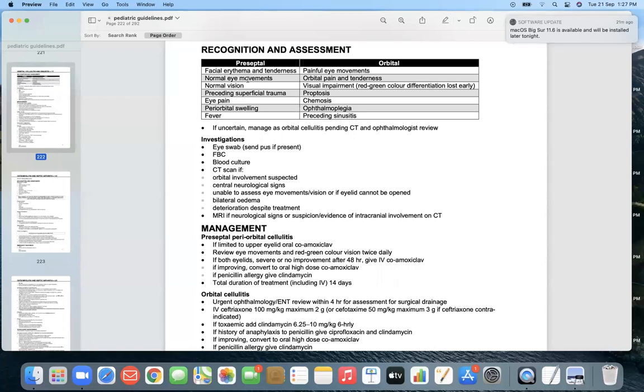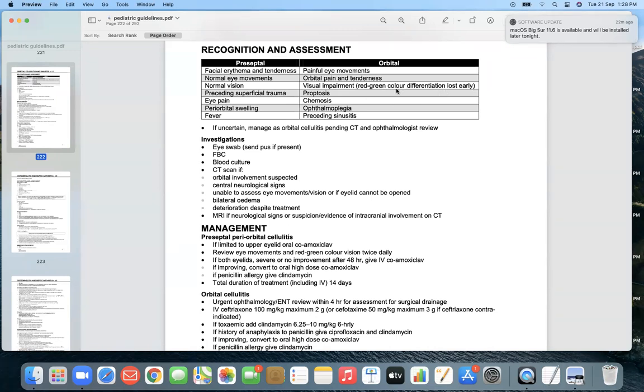We have facial erythema and tenderness. Here there will be painful eye movements. So in the history, all these points you can ask, like about his eye movements. Let me first read about preseptal and then orbital. So there will be facial erythema and tenderness, normal eye movements here, and here there will be painful eye movements, orbital pain and tenderness. Here normal vision, there will be visual impairment, red and green color differentiation lost early.